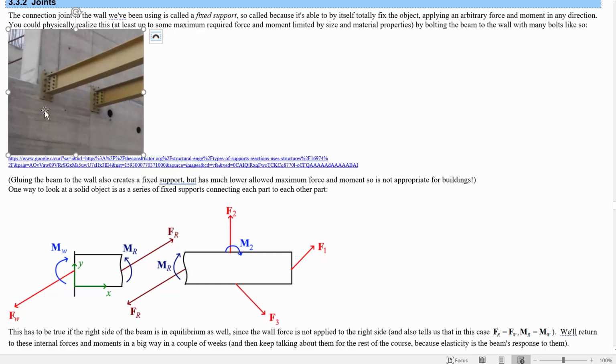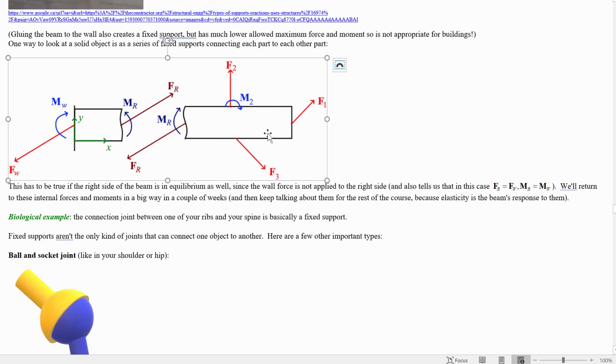All right, so fixed support is this kind of support to the wall, or really from one object to another, or perhaps from an object to itself. If you imagine splitting the beam, the right side of this has to be in equilibrium too, in static equilibrium. So that means that this interior section must be able to totally stop it from moving, so it is also a fixed support, right? The interior of this is just like the fixed connection to the wall and can produce reaction forces and moments.